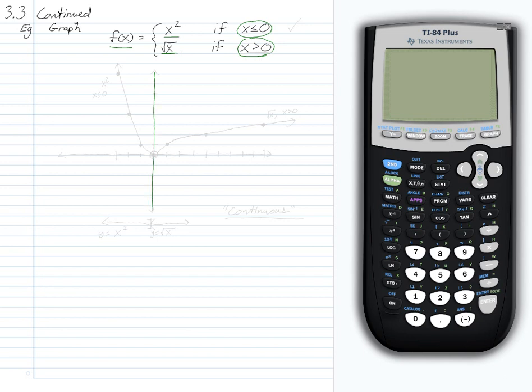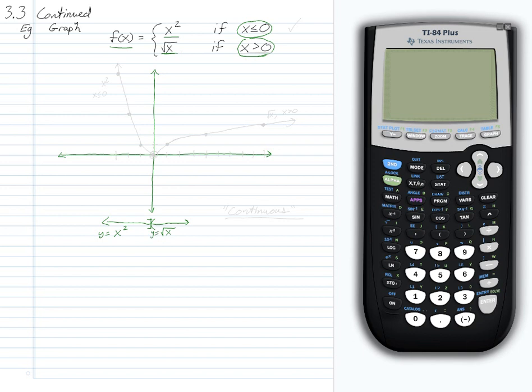So if I set up my axes, this is where it comes in really handy knowing exactly what the graphs you're basing this off of look like. We'll graph the piece to the left or on the y-axis first. So anywhere to the left of the y-axis, here we have negative x values or 0. We're going to graph x squared. And anywhere to the right, we're going to graph the square root of x.